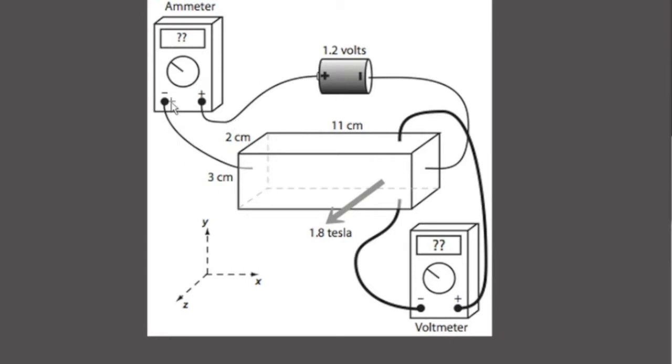We have an ammeter going through that same circuit. We also have a voltmeter attached to the top and bottom panels of this rectangular box. And we have an external magnetic field that's pointing out of the screen at us. And they give us a lot of these magnitudes.